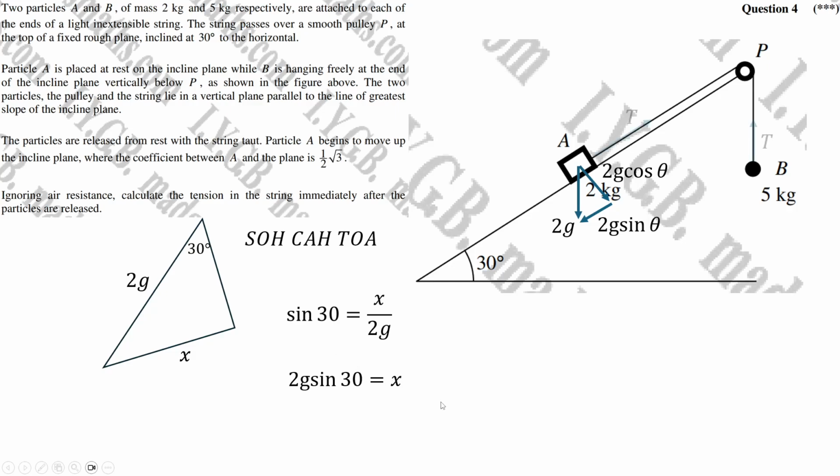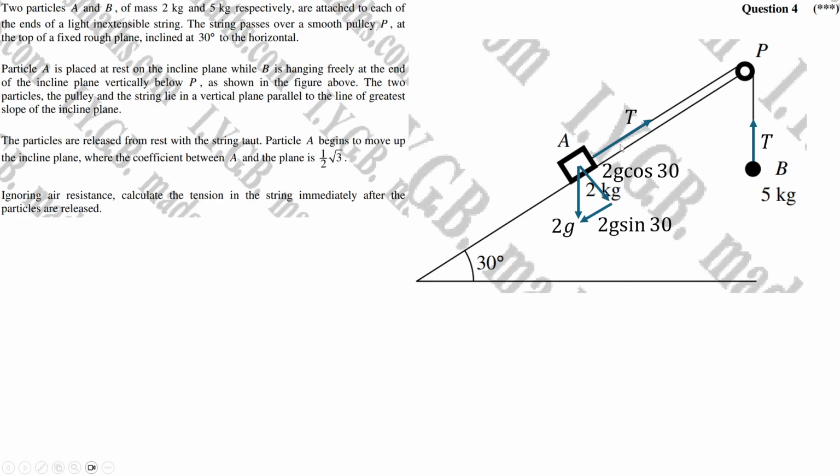Okay, and similarly, I've just put on the tensions there. So if we call this y, cosine is just adjacent over hypotenuse, so y over 2g. We can say that y is just 2g cosine 30. So we can replace this with that, and now we've also figured out that this here is just 30 degrees, so we'll just plug that in. Okay, so we've got that set up.